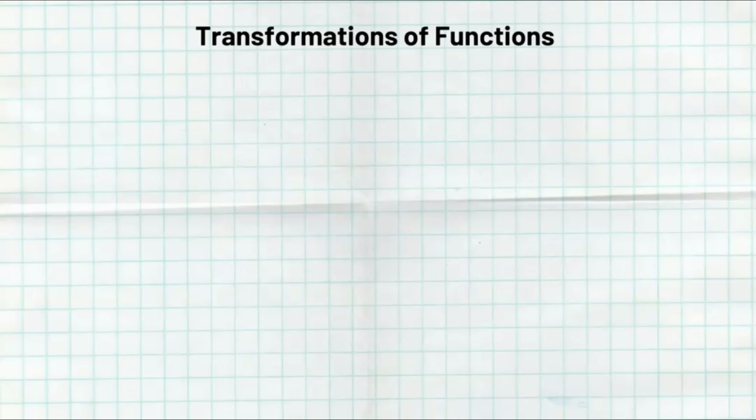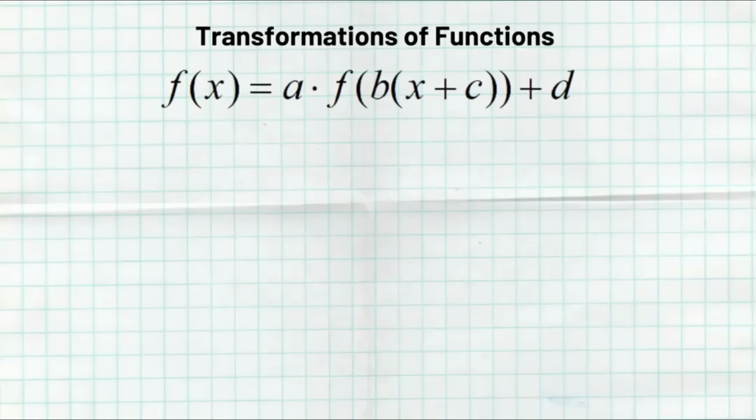All right, now one of the final topics of Unit 1 is transformations of functions, all the different ways that you could take a function and transform it. We got dilations, translations, and reflections. So here is a generic model of how we could take a function and transform it.